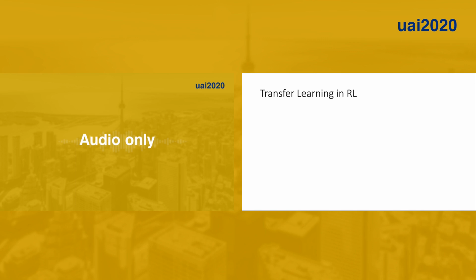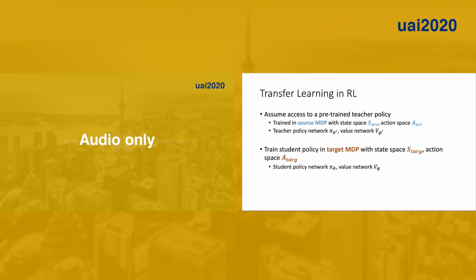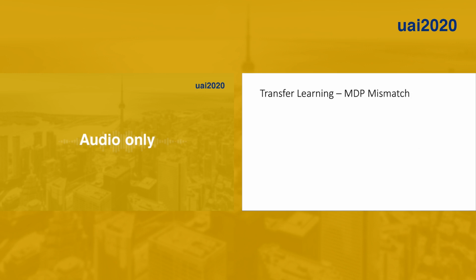Transfer learning is one approach towards solving the sample inefficiency problem. In this work, we assume access to a pre-trained teacher policy trained in a source MDP, shown in blue, with the goal being to train a student policy in the target MDP, shown in orange. Ideally, the teacher should accelerate the learning process of the student, which would indicate successful transfer.